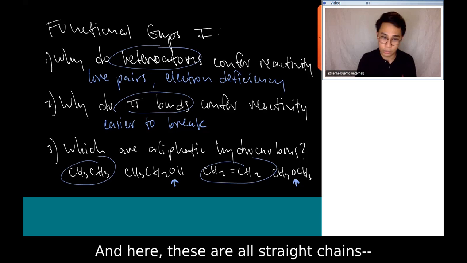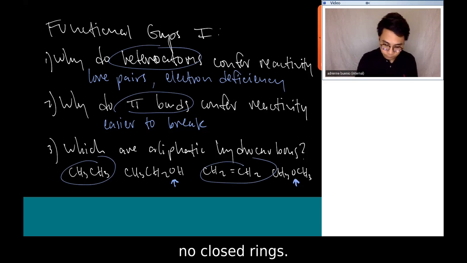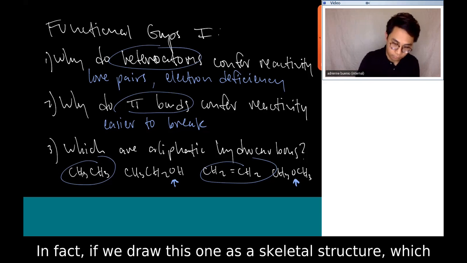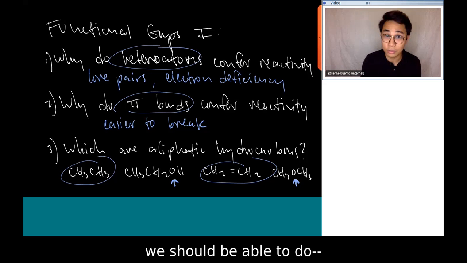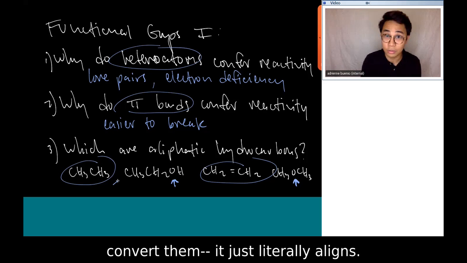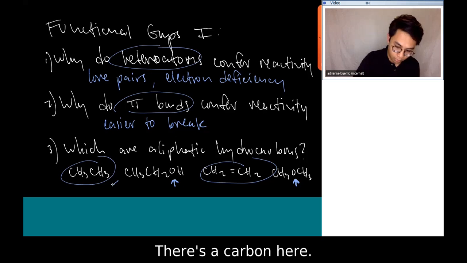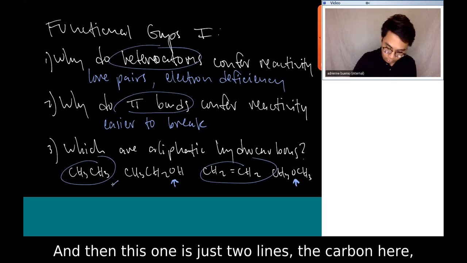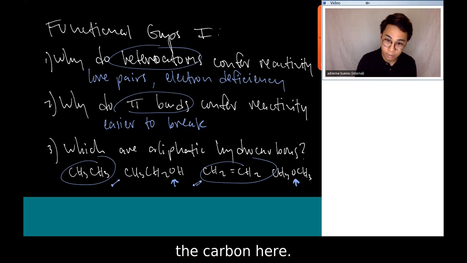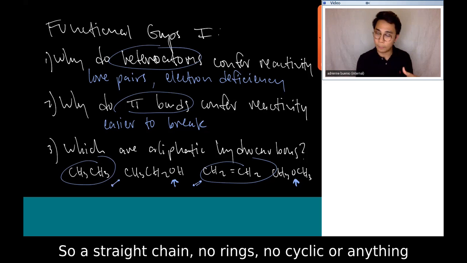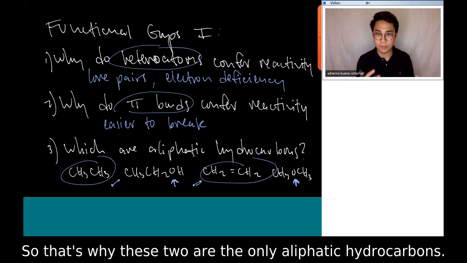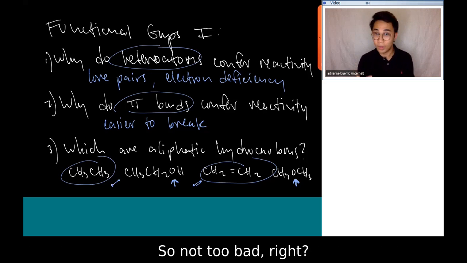And here, these are all straight chains, right? No closed rings. In fact, if we draw this one as a skeletal structure, which we should be able to do, right? Convert them. It's just literally a line, right? The carbon here, the carbon there. And then this one is just two lines, right? The carbon here, the carbon here. So they're straight chain, no rings, no cyclic or anything like that, no heteroatom. So that's why these two are the only aliphatic hydrocarbons. So not too bad, right?